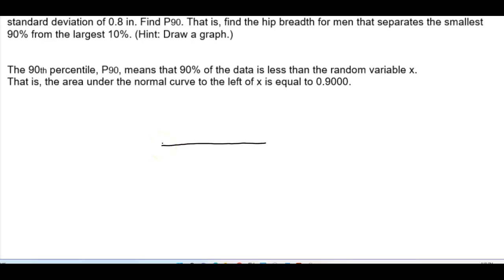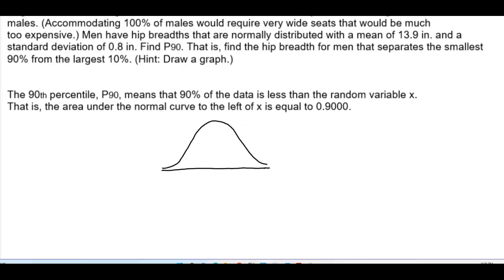So we draw our bell curve. Okay, what do we know? We know the following. We know that the mean of our problem is 13.9 inches. Okay, and so we're looking for the area that represents 90% to the left. So that means 90% is going to be somewhere around here. So we want to shade everything that represents 90%. So this is 90% to the left.